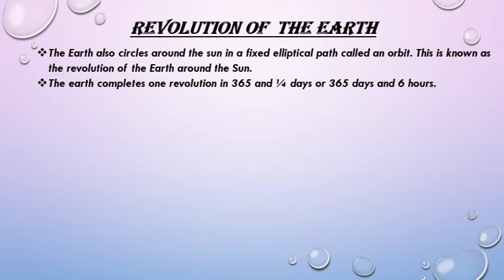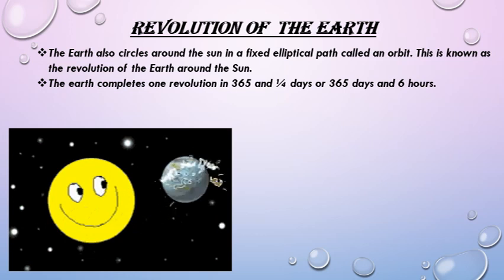Revolution of the Earth. The Earth also circles around the Sun in a fixed elliptical path called an orbit. This is known as revolution of the Earth around the Sun. The Earth completes one revolution in 365 and 1/4 days, or 365 days and 6 hours.